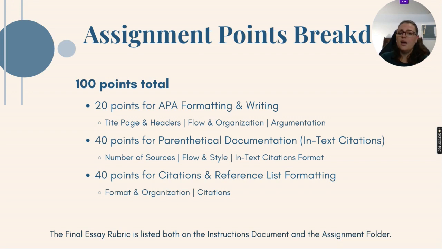Now, 40 points are going to be for your parenthetical documentation. This is your in-text citation. It's really important that you are able to find good sources and add them into your arguments in effective and efficient ways. So I'm looking at, do you have the correct number of sources? Does it flow? How is the style as you're introducing these in-text citations? And then, are your in-text citations formatted correctly?